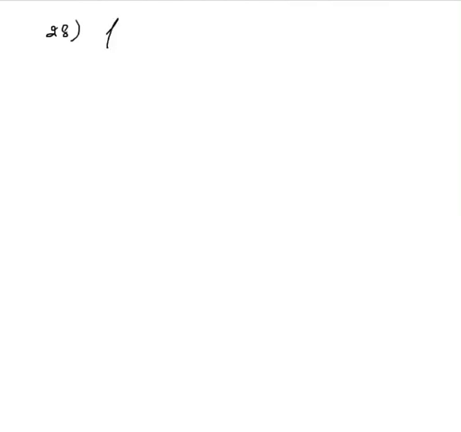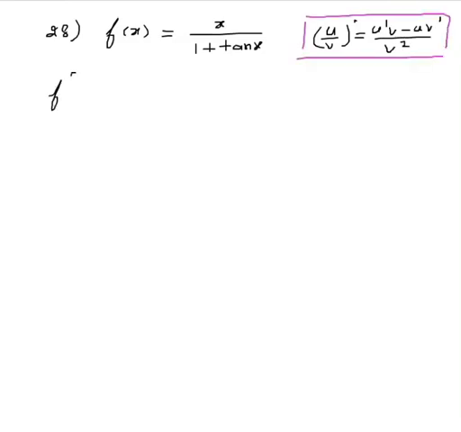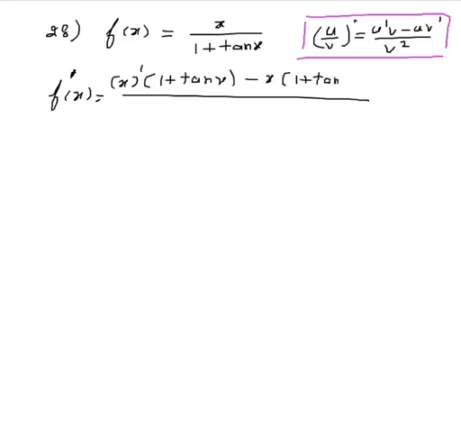Question 28. F of x is equal to x divided by 1 plus tan x. Apply quotient rule. Therefore, f dash of x is equal to x dash into 1 plus tan x and minus x into 1 plus tan x the whole dash divided by v square term, which is 1 plus tan x the whole square.